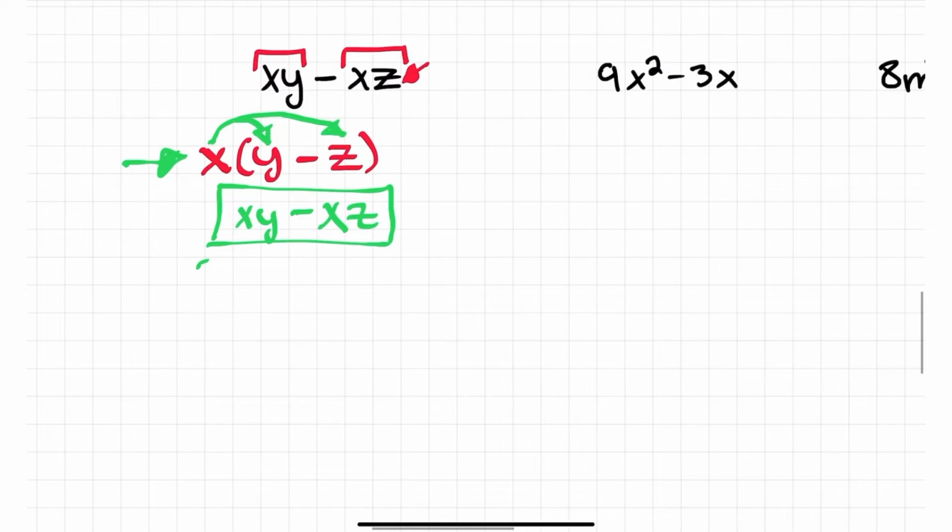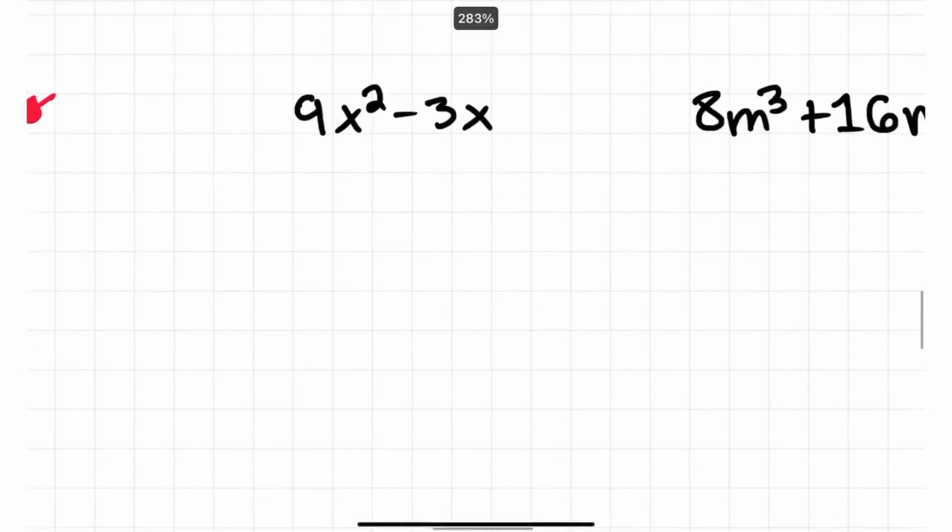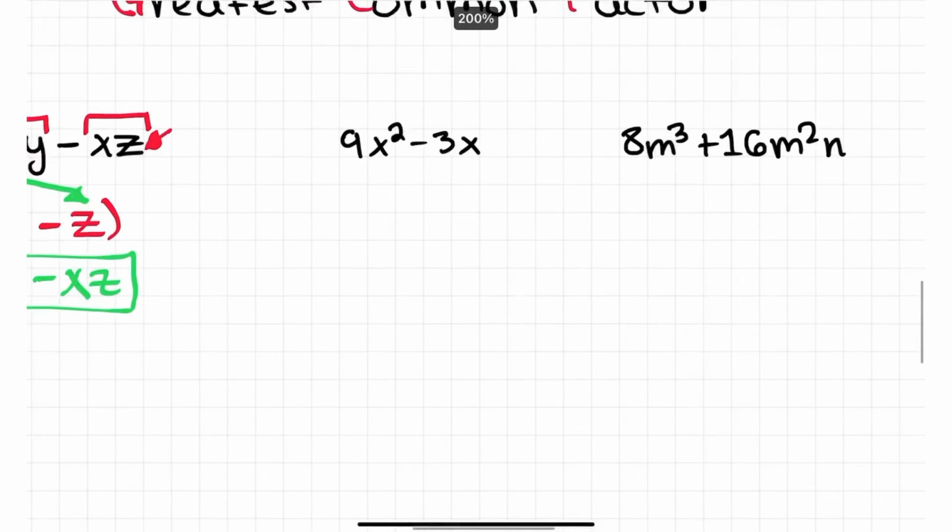Let's move on to our next example. We have 9x squared minus 3x. Over here we have two terms, this one right here and this one right here. So we need to see what these two have in common. Here we see 9x squared, which is x to the second power, minus 3x. I can see that there's a common factor between the 9 and the 3, and then these two share an x.